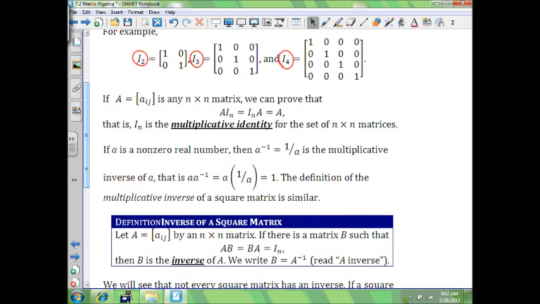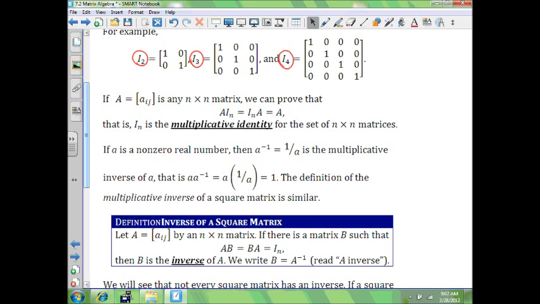Now, if matrix A is any n by n matrix, then we can prove that A times the identity matrix will equal the identity matrix times A, which is equal to A. That means the identity matrix is the multiplicative identity for the set of n by n matrices.